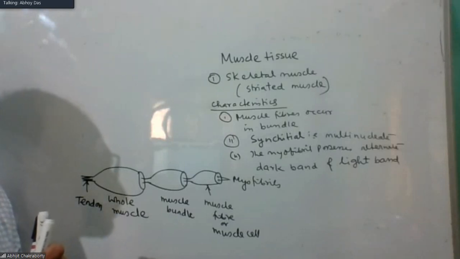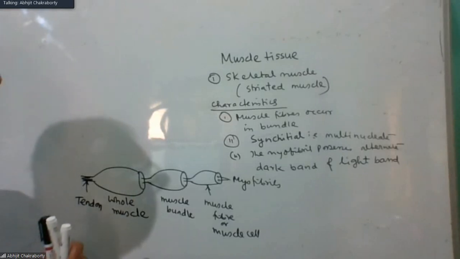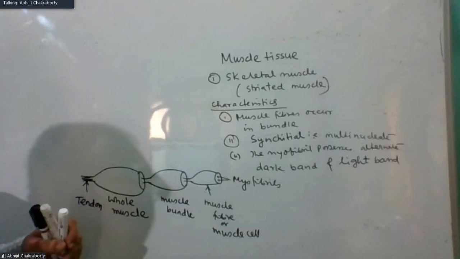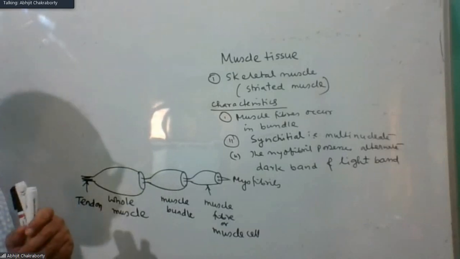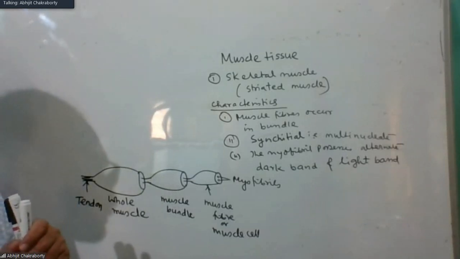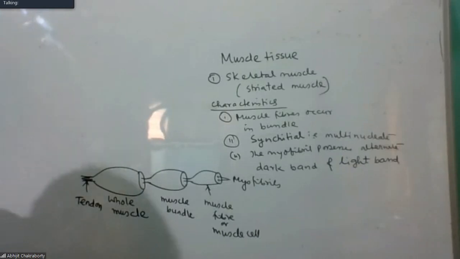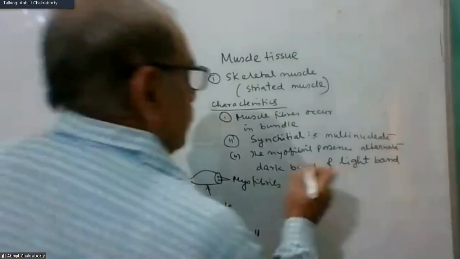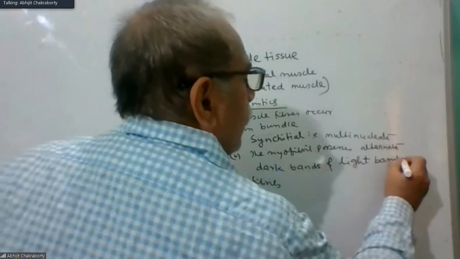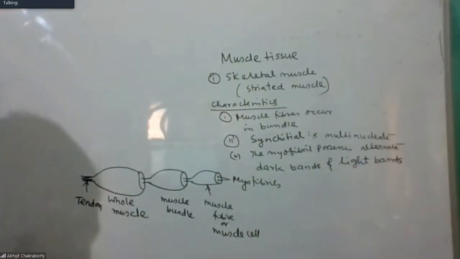What is the third point of characteristics? The myofibril possesses alternate dark bands and light bands. I'm going to show you now. For this, I need to rub it out.